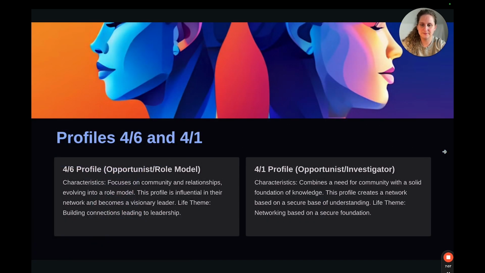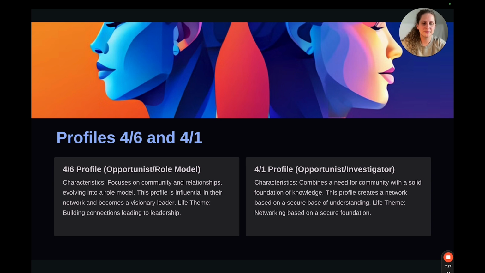4-6 and 4-1. 4-6 profile is the opportunist role model profile. Characteristics are focuses on community and relationships, evolving into a role model. This profile is influential in their network and becomes a visionary leader. The life theme here is going to be building connections leading to leadership.